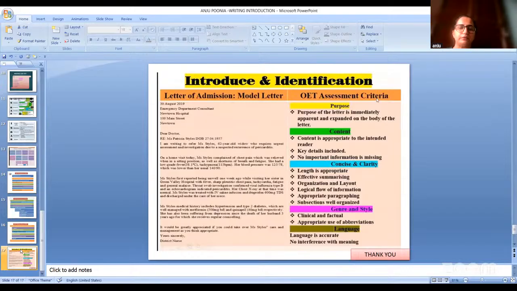What is the content? The content is appropriate to the intended reader. Key details are included and no important information is missing. That means we definitely need to add the relevant information to the writing, and irrelevant data we can easily eliminate. What is relevant or irrelevant depends on the case notes of the patient.